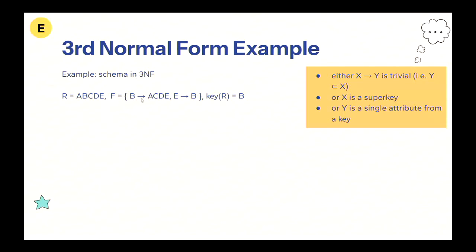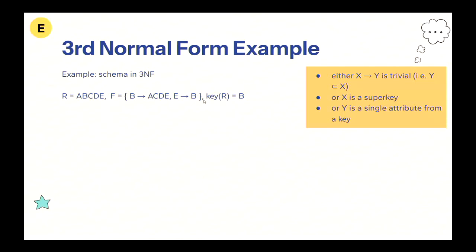Why is it in the third normal form? Let's have a look at it. It has only two functional dependencies here, so let's go through them one by one. For the first functional dependency, B determines A, C, D, E, which one does it fulfill here? Yeah, the second one is clear. Actually B is a super key. So that's why the first functional dependency passed the check.